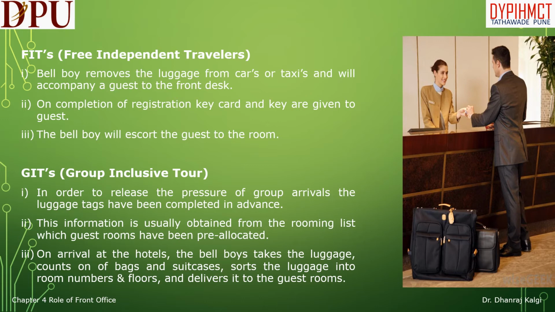Group inclusive tour. In order to release the pressure of group arrivals, the luggage tags are completed in advance. This information is usually obtained from the rooming list, in which guest rooms have been pre-allocated. On arrival at the hotel, the bellboys take the luggage, count the bags and suitcases, sort the luggage into room numbers and floors, and deliver it to the guest rooms.